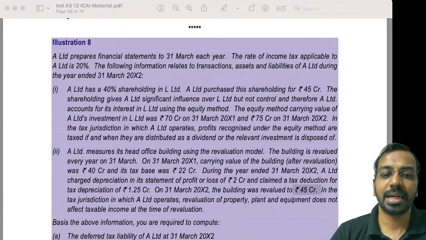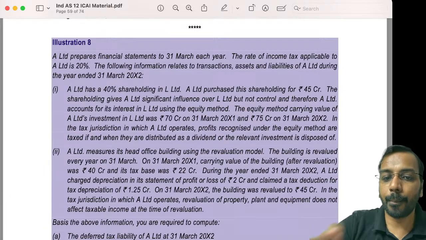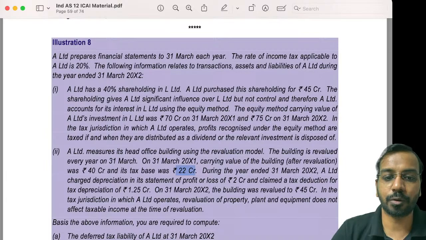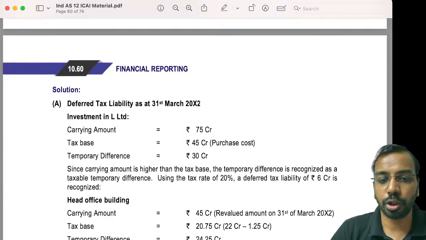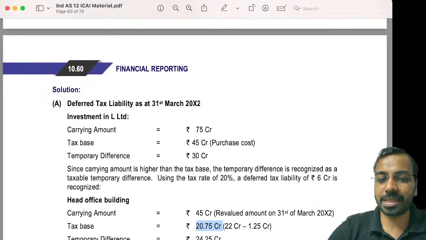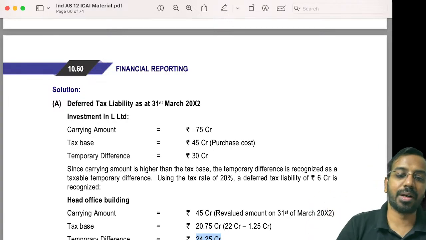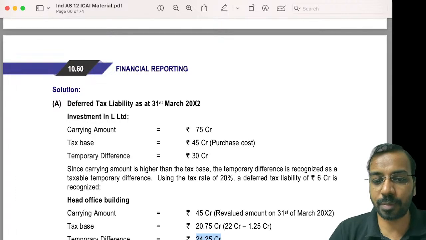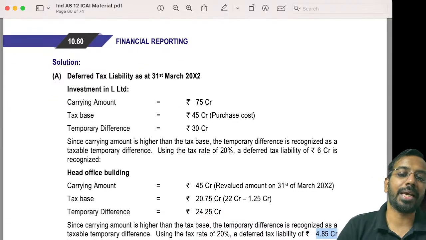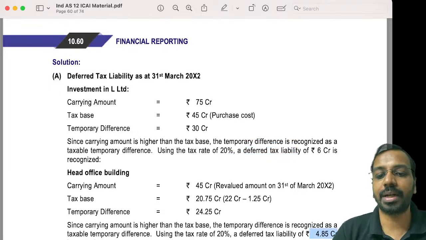What is the tax base? Tax base is my opening balance, that was how much? 22 crores minus tax depreciation 1.25 crores. So 22 minus 1.25 crores, if you do, you get 20.75 crores. My head office, my book value is 45, my tax base is 20.75. There is a temporary difference. Now this temporary difference, how do we look at it? My carrying amount of an asset is greater than the tax base, it will result in a deferred tax liability. You multiply it by 20%, you get a deferred tax liability of 4.85 crores. Now, the total deferred tax liability is 6 crores from this and 4.85 crores here, it is 10.85 crores.